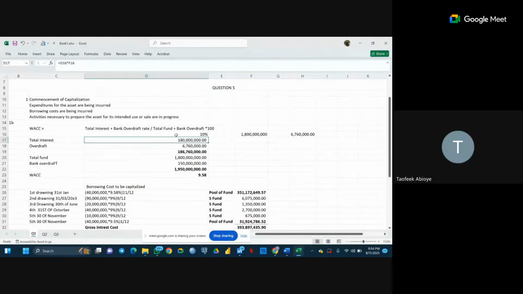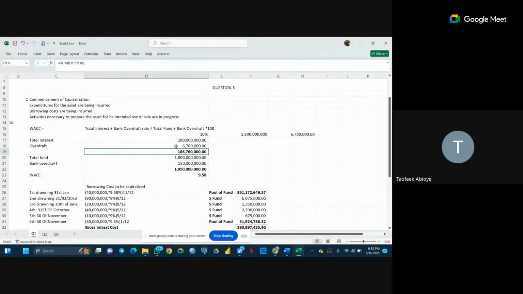It means that for every source of finance that we have, we are going to multiply the interest rate by the total fund that we borrow. The addition of all this interest plus bank overdraft is what gives us this 186 million.